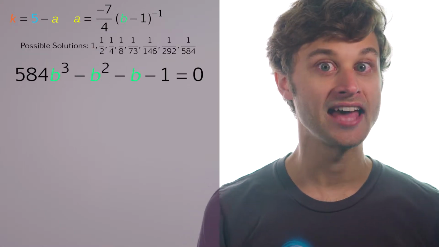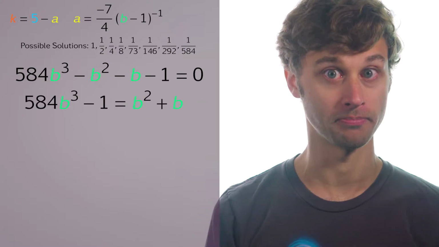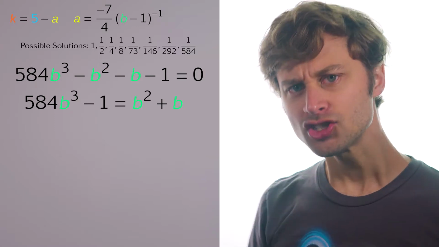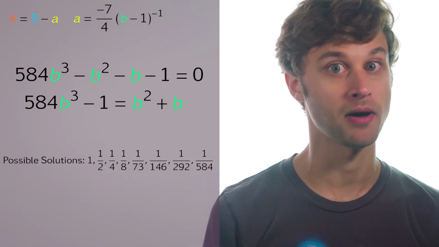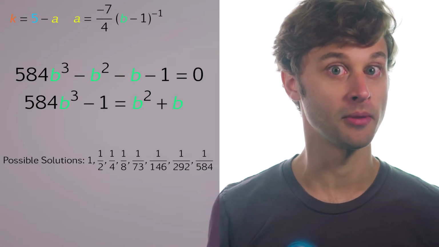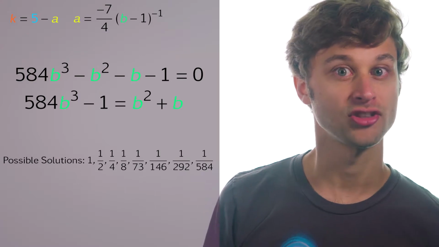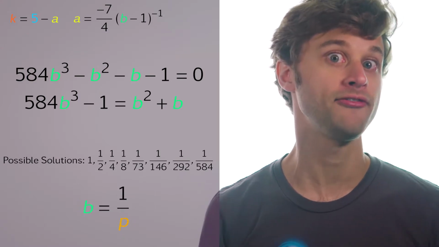First, I'm going to add b squared plus b to both sides to get them away from that b cubed term. I now have this equation, but let's go back to those factors for the possible solutions to these polynomial long division problems. We can see that they're all 1 over some other number. I'm going to say that the solutions for b are always 1 over p. That must be true given what our factors are.